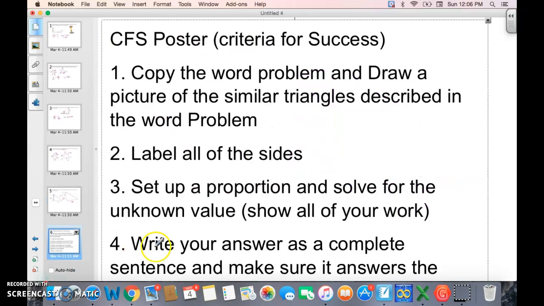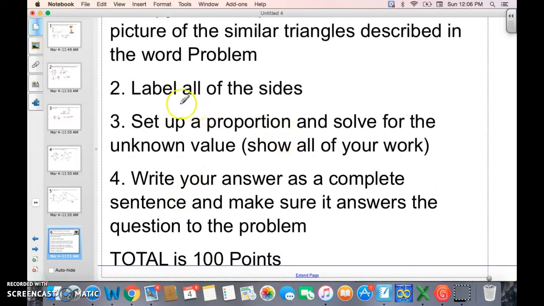All right, so let's go over that criteria for success again. Again, you need to copy the word problem and draw a picture on the poster. It's just a blank piece of paper. Label all of the sides, set up your proportion and solve for the unknown value. Show all of your work. Write your answer as a complete sentence. Make sure it answers the question to the problem. It's a total of 100 points.